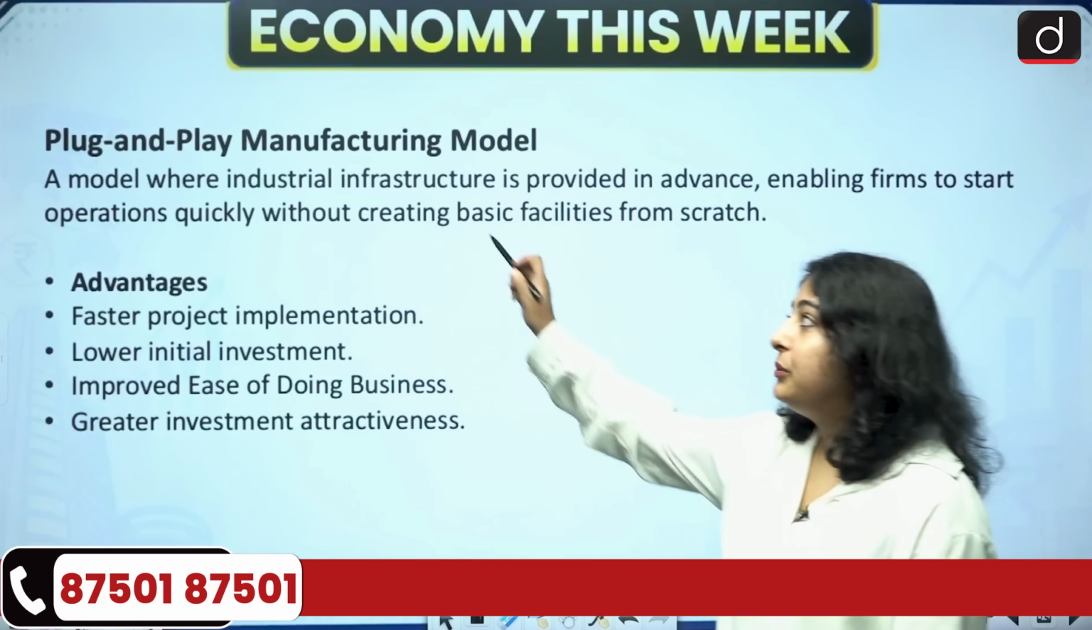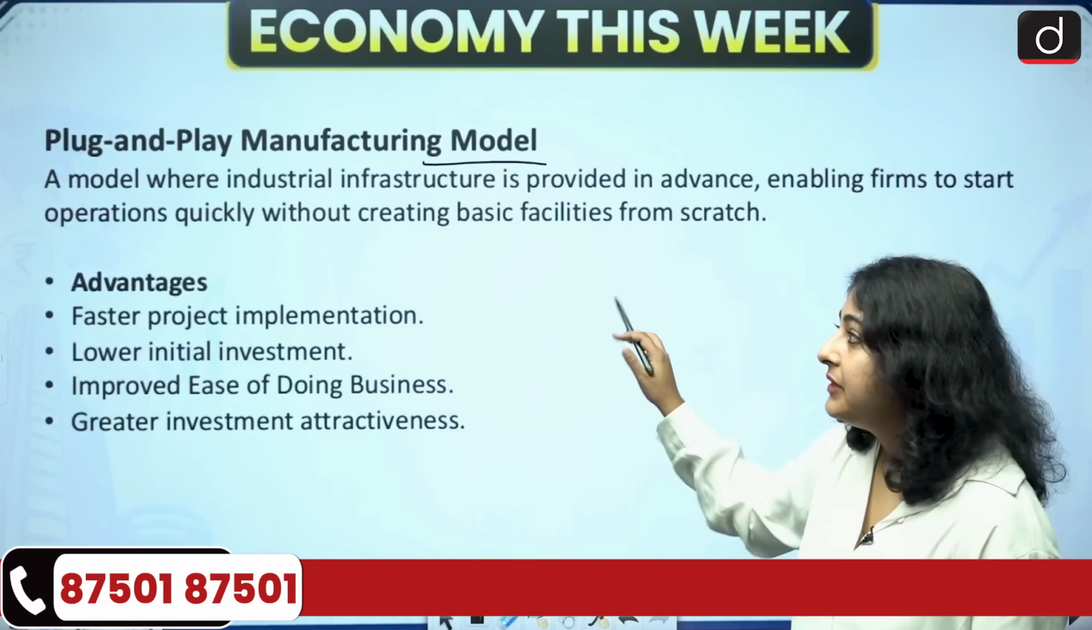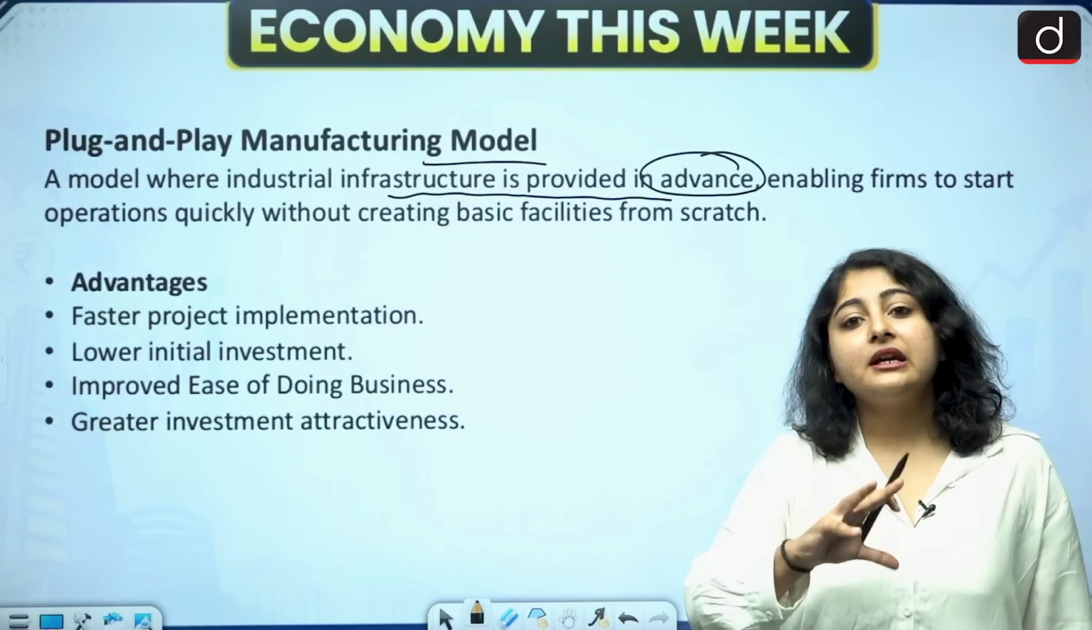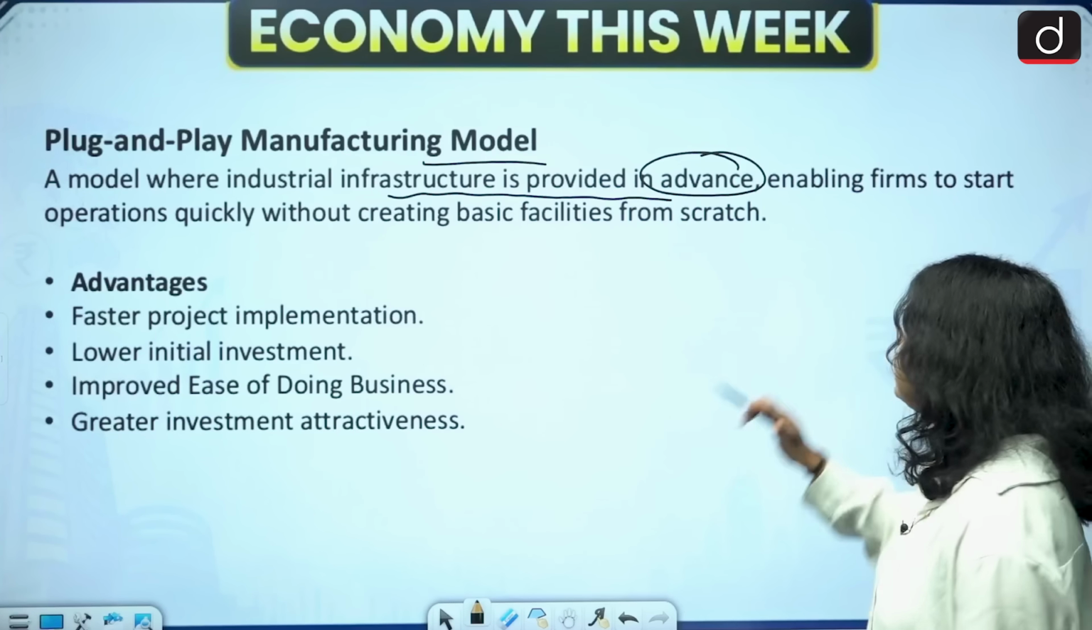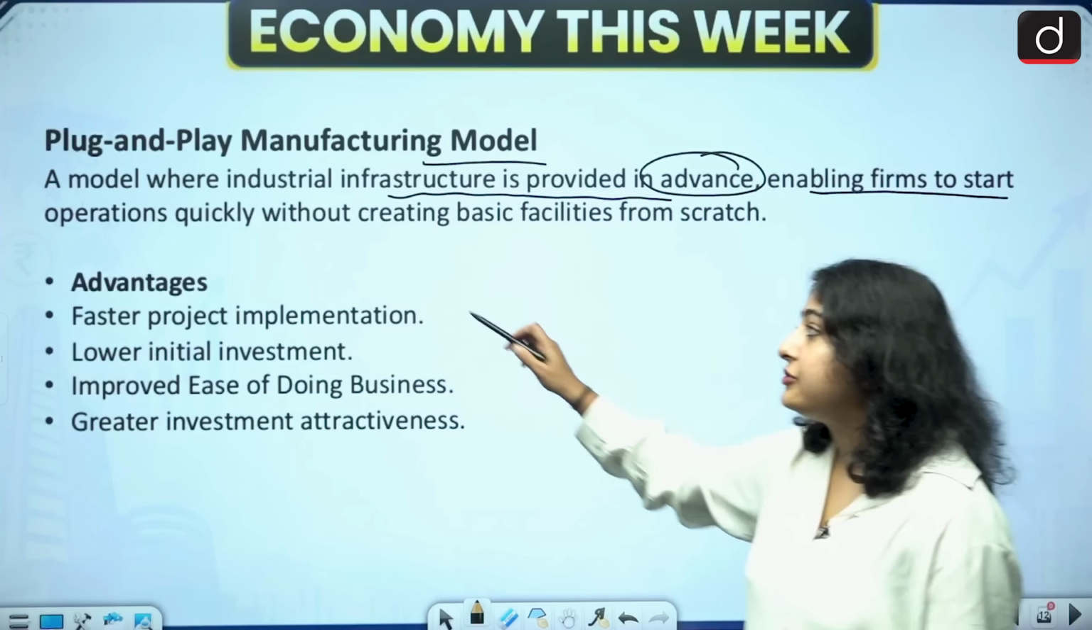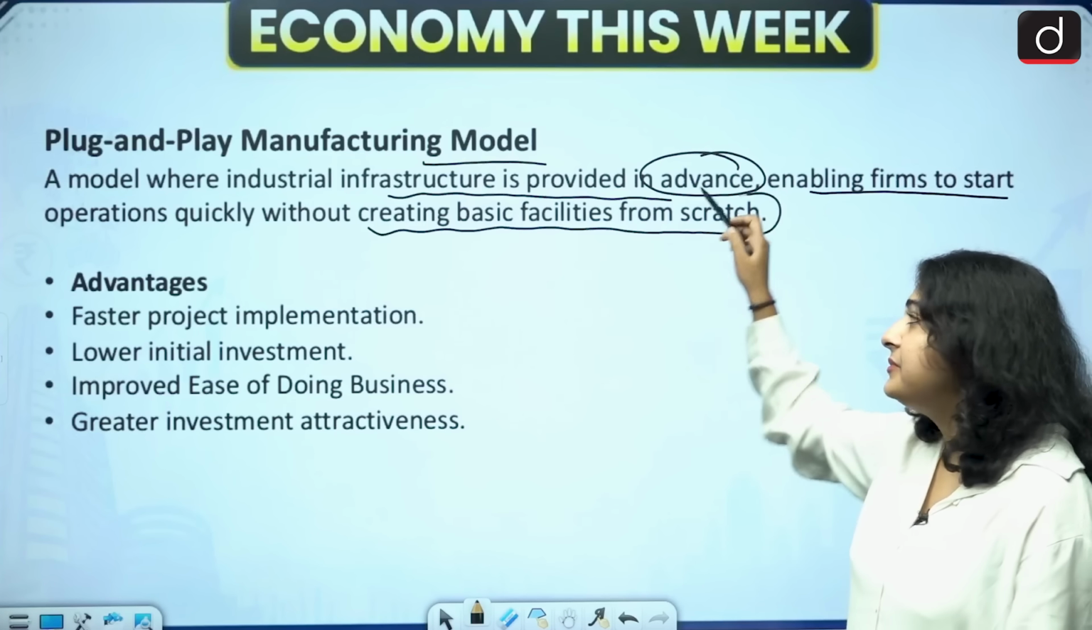Now I've already explained to you what the plug and play manufacturing model is. See, it is a model where industrial infrastructure is provided in advance. The basic infrastructure will be provided to you in advance. You just have to come and start the production, okay? Enabling firms to start operations quickly without creating basic facilities from scratch.